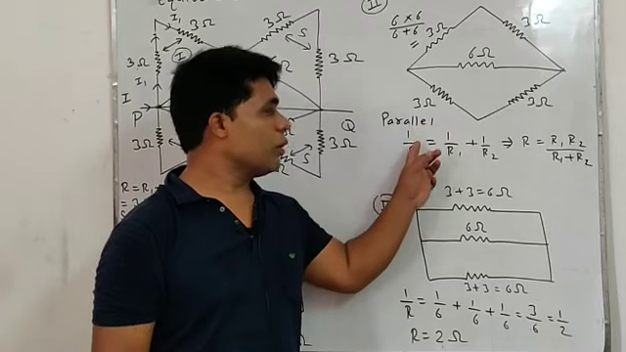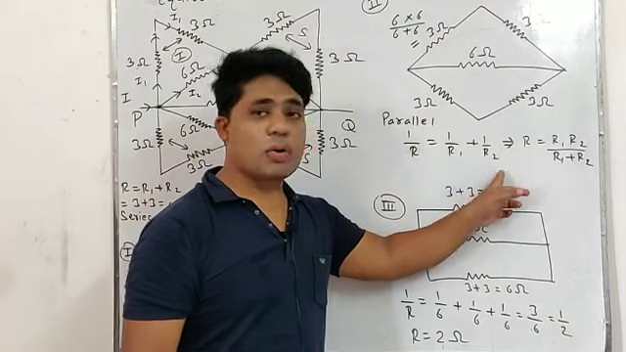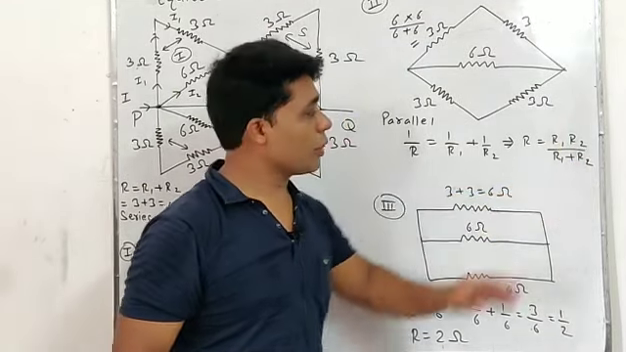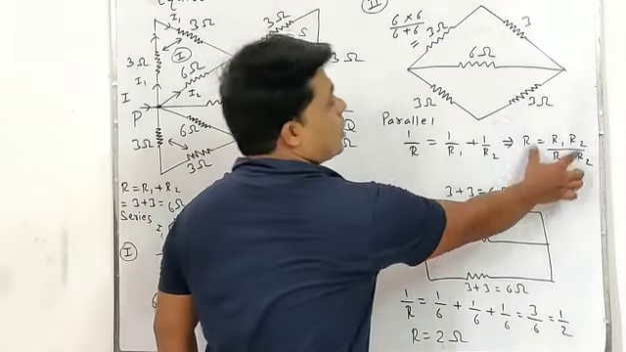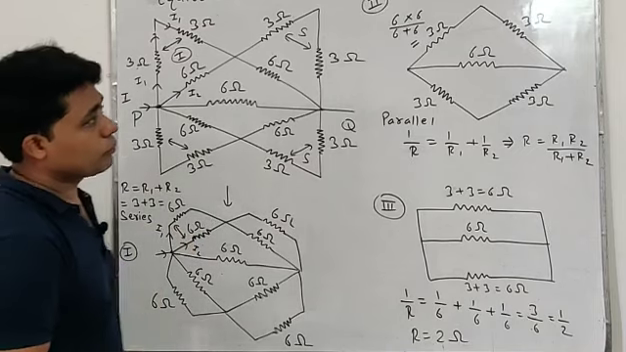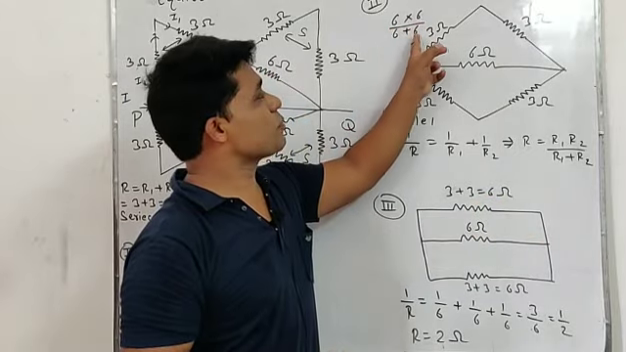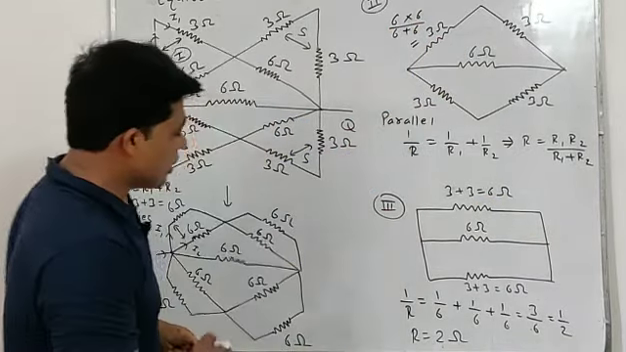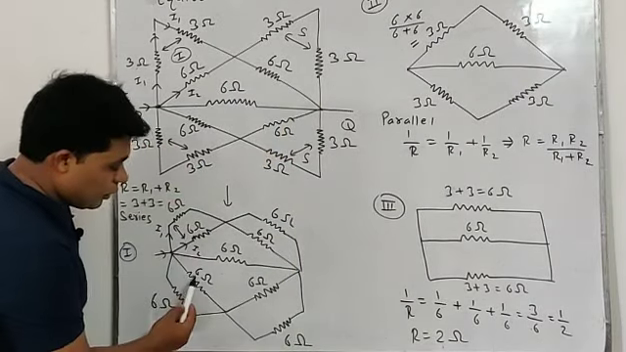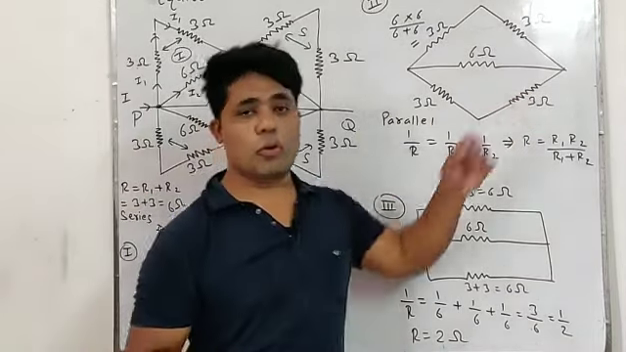And we know the formula of parallel, 1 upon R equals 1 upon R1 plus 1 upon R2. On taking LCM we get this form, R1 R2 upon R1 plus R2. If two resistors are in parallel, we can apply this formula. So these two, 6 and 6 ohm, are in parallel: 6 into 6 upon 6 plus 6, which means 3 ohm. Similarly these two are in parallel, and these two are also in parallel, so they become 3 ohm and 3 ohm.